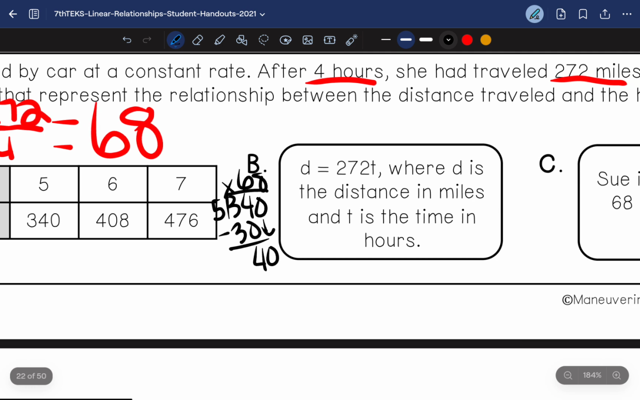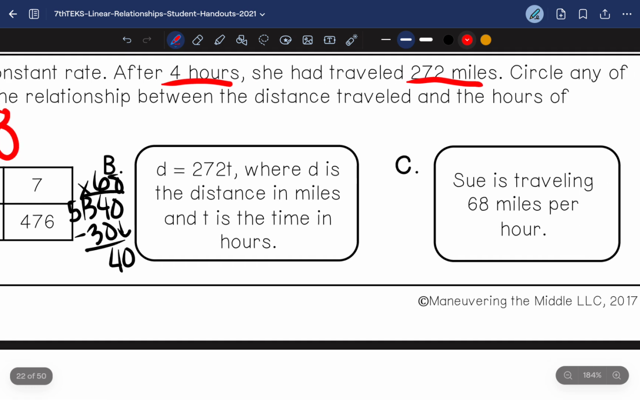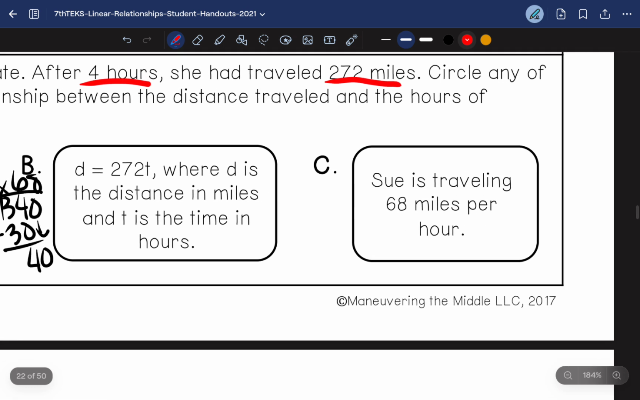B says D equals 272t, where D is the distance in miles and T is the time in hours. Well, our rate is not 272, it is 68, so B is not it. And then C says Sue is traveling 68 miles per hour. Well, that's correct because we just determined that Sue's rate was 68. All right, good job solving problems that are proportional relationships with tables.